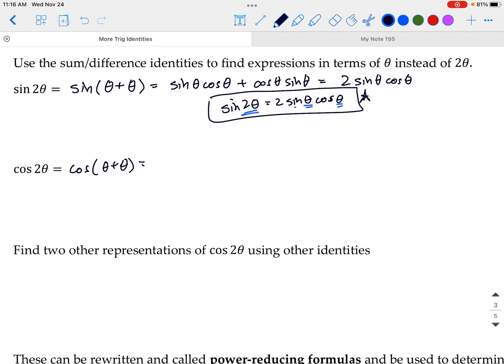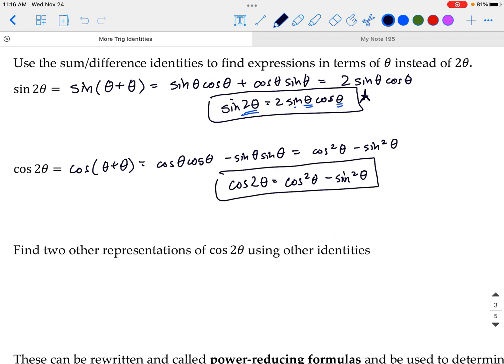For cosine 2 theta, it's going to look very similar. So we'll have cosine theta times cosine theta minus sine theta times sine theta. But that's going to just give us cosine squared theta minus sine squared theta. So this is also very useful and also interesting because now we've got squared terms. And by the Pythagorean identity, we can rewrite those squared terms. So we'll note this is kind of the first version of the cosine 2 theta identity. So maybe we'll call this number 1.